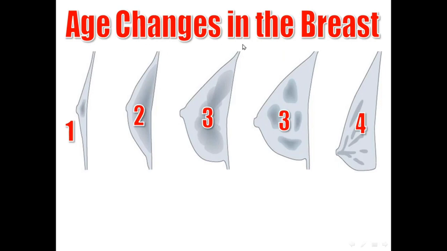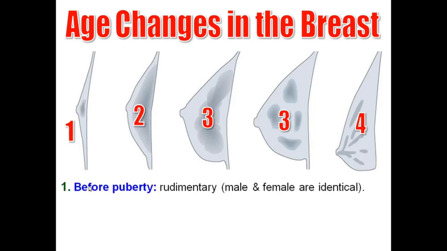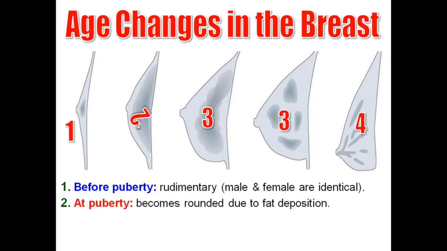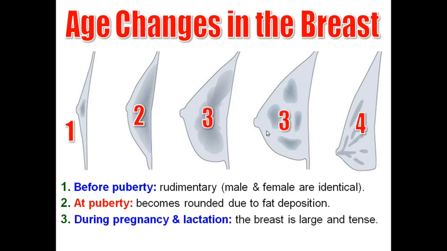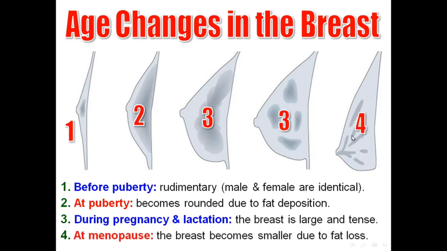Then regarding the age changes in the breast. Before puberty, the breast is rudimentary, very small, and the male breast and the female breast are identical. At puberty, due to hormonal changes and the secretion of estrogen, the breast becomes rounded due to fat deposition. During pregnancy and lactation, the breast becomes large and tense. And at menopause, the breast loses fat and becomes smaller in size.